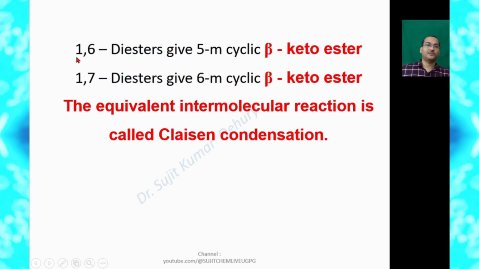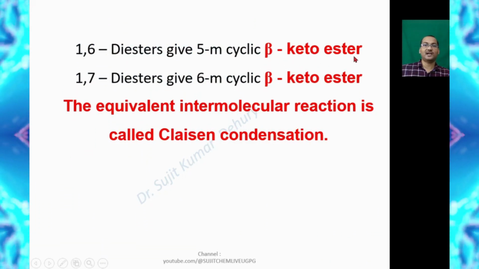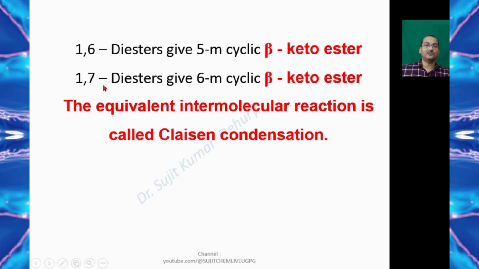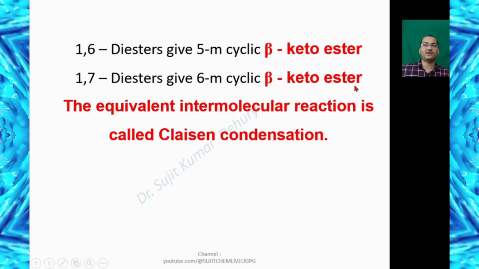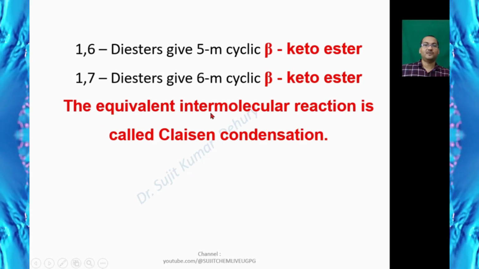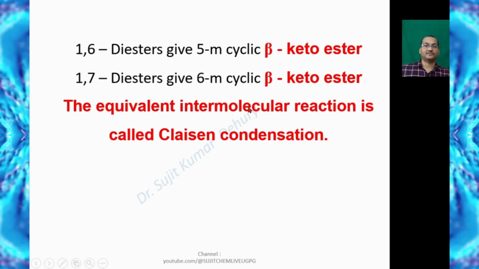So in conclusion, if you start with a 1,6 diester, it will give a 5-membered cyclic beta keto ester. If you start with a 1,7 diester, you will end up with a 6-membered cyclic beta keto ester. The equivalent intermolecular reaction is called Claisen condensation reaction.